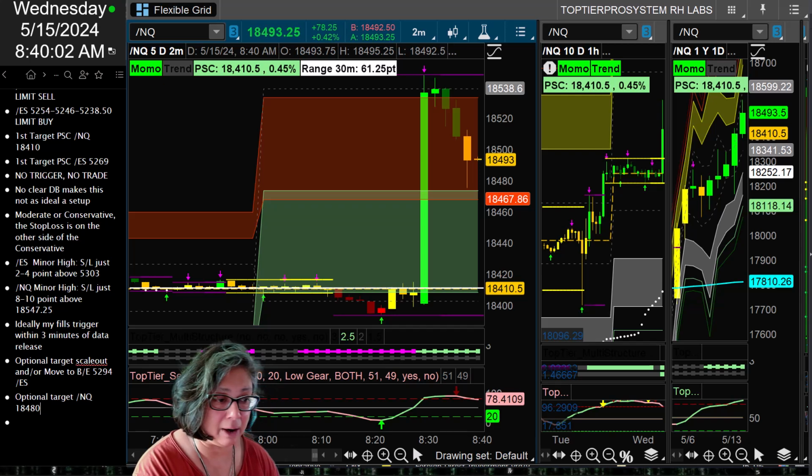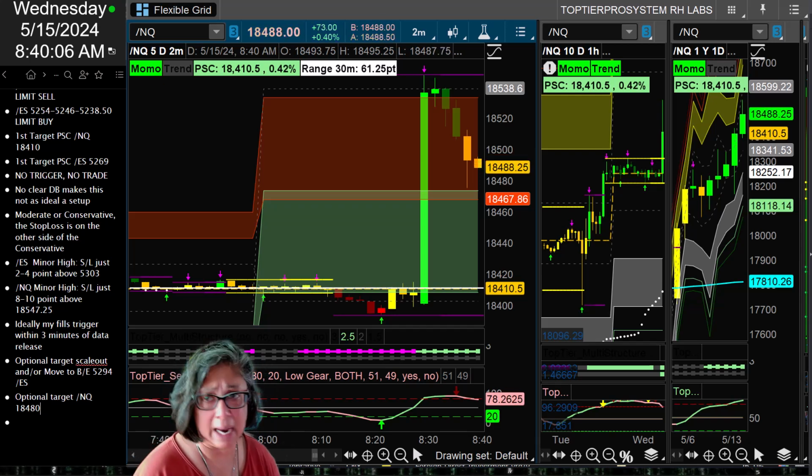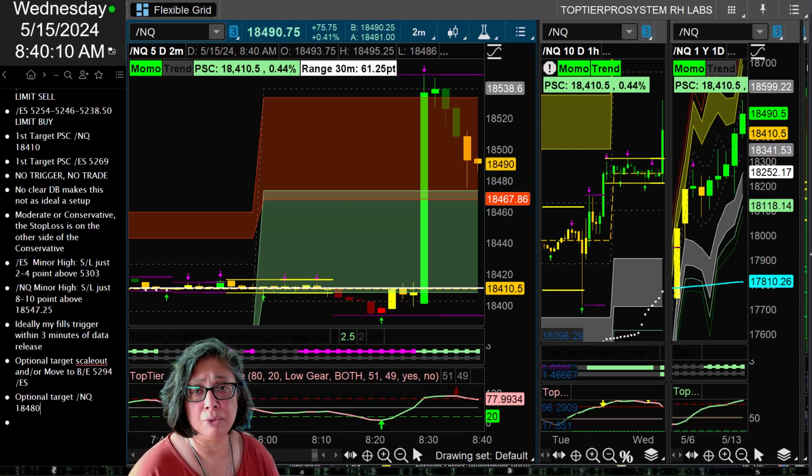But the key here, the main point of these optional targets, actually the main point of any initial target, is to start your risk management process, okay?